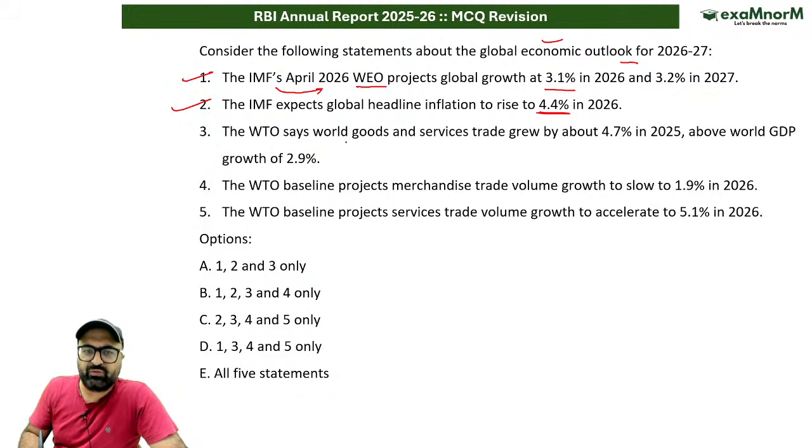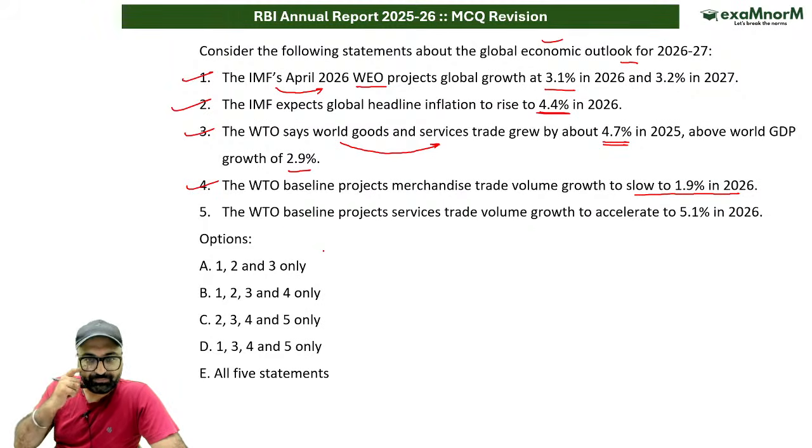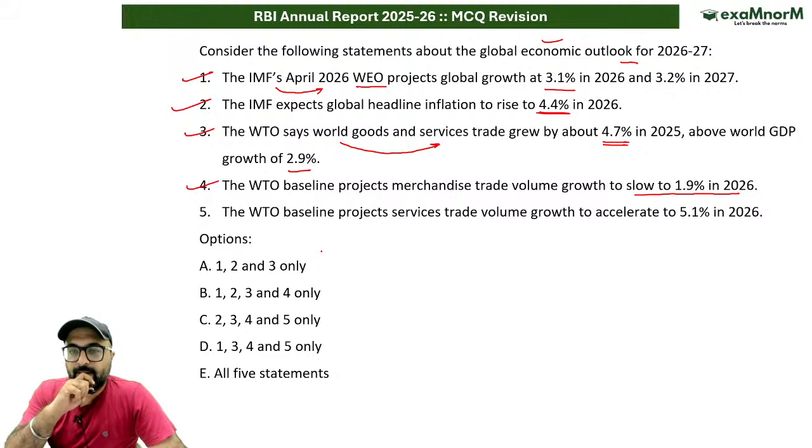WTO says world goods and services trade grew by 4.7% in 2025, above the world gross domestic growth of 2.9%, correct? WTO baseline projects merchandise trade volume growth slowed down to 1.9%. This is correct. World Trade Organization baseline projects services trade volume growth to accelerate to 5.1%. नहीं sir, this is wrong.